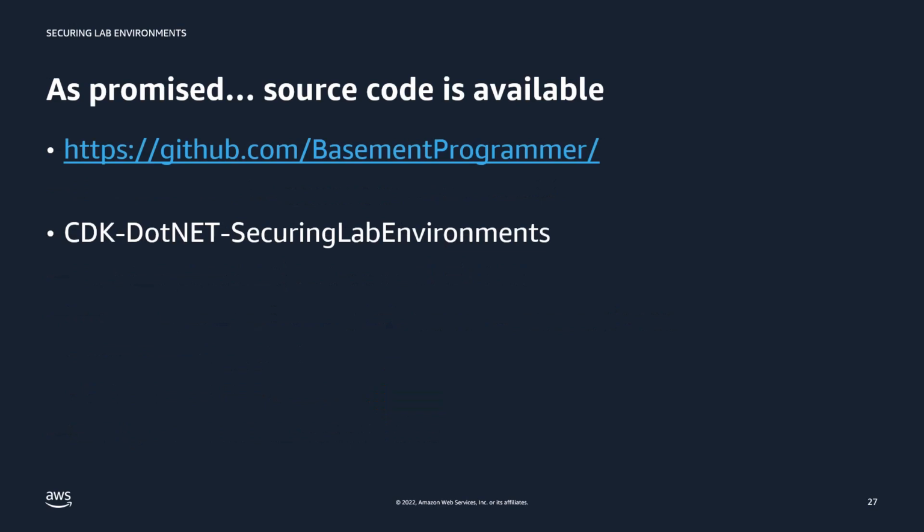Now, I promised you at the beginning of this session we'd be able to provide the code so that you can actually get the snippets and use it in an environment if you want to copy and paste out of the sample that's done. And the code is available here: github.com/basementprogrammer, and you're looking for the CDK.NET Securing Lab Environments project. It's available up there, and you can go ahead and grab it.